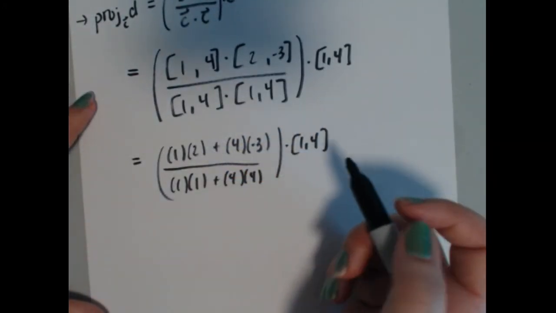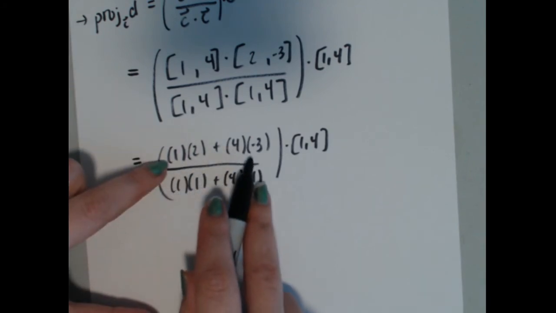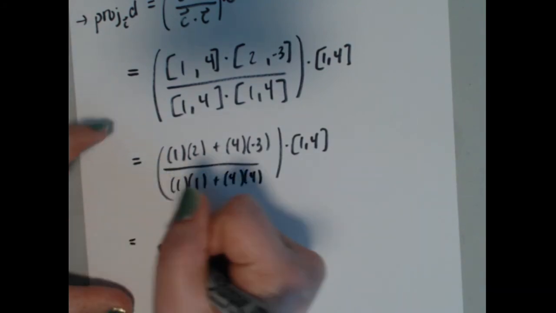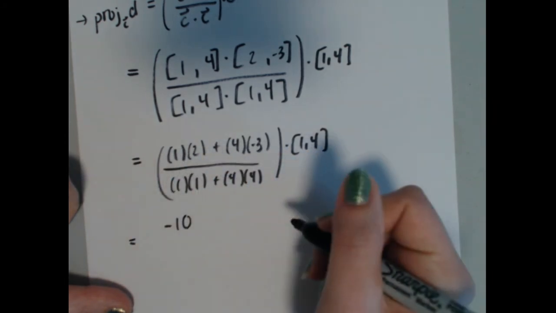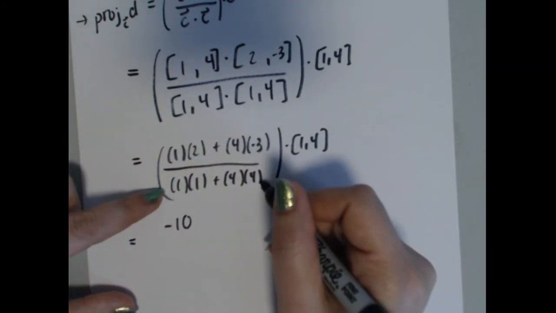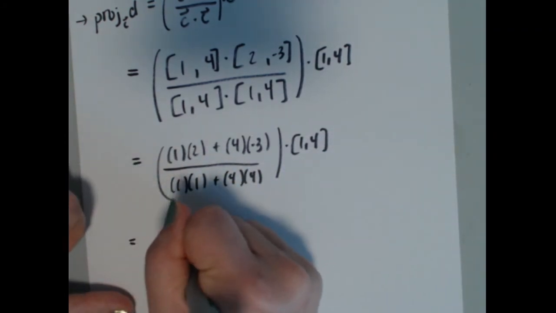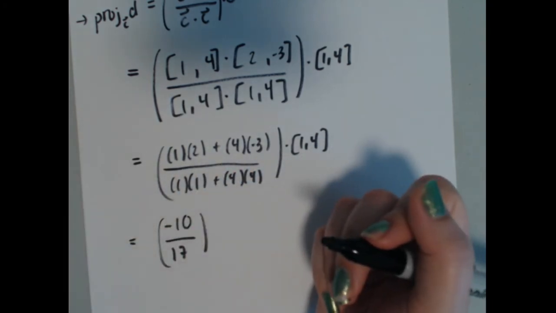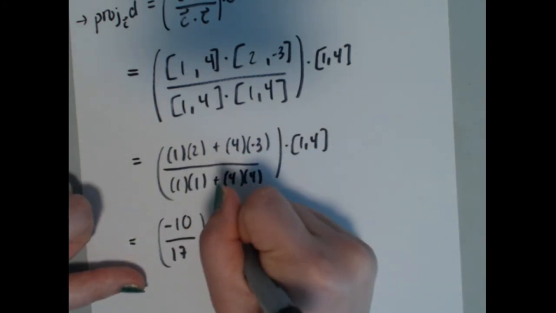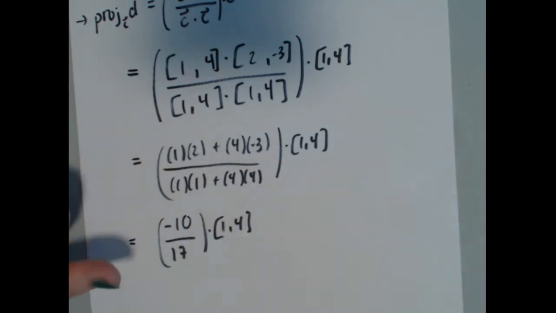All right. So what do we have in the numerator? We have 2 minus 12. 2 minus 12 is -10. And in the denominator, I have 1 plus 16. That's 17. So notice we just ended up with a number. And we have 1 for getting multiplied.